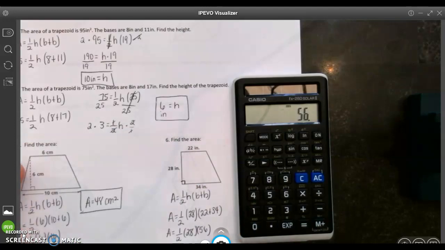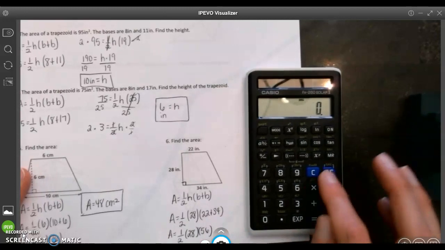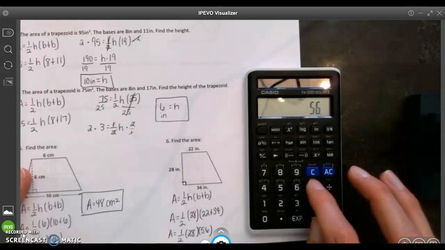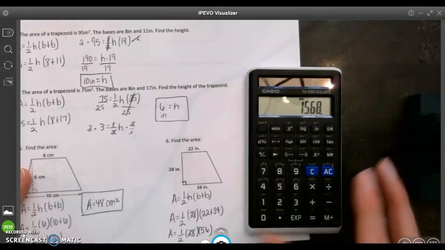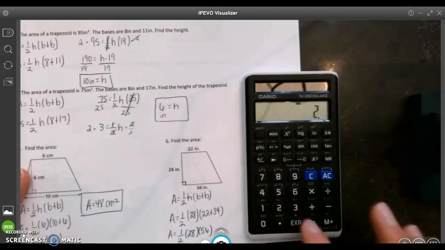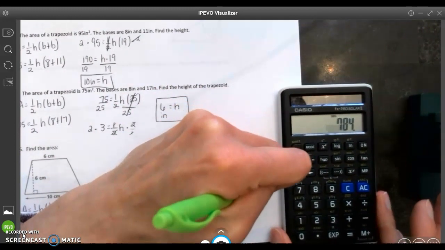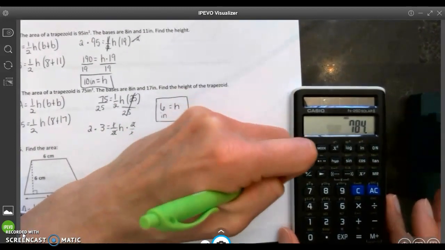I'm going to multiply right to left and do 56 times 28. I get 1,568. I want half of that, so I'm going to divide by 2. And the area is 784 inches squared.